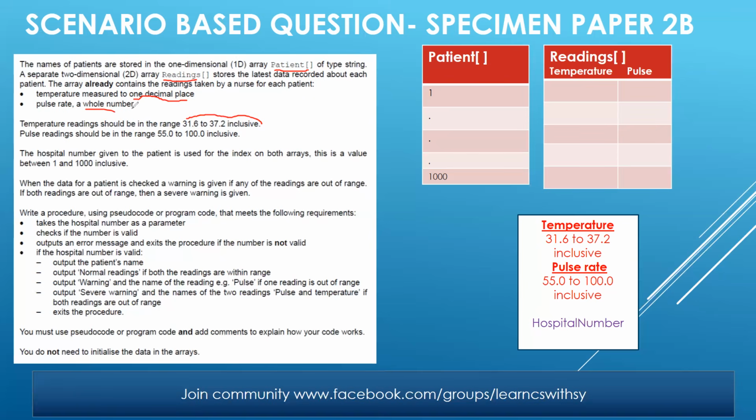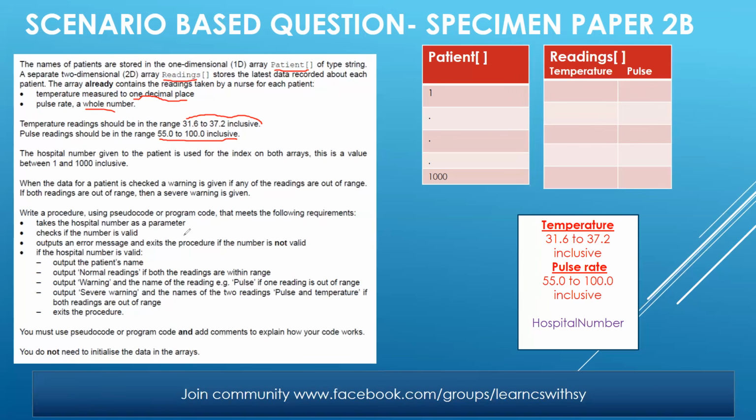As you can see, it was a whole number. That's why it is written. No decimal value is here. And you can see it's a whole value. It's a whole number. And again, the word inclusive. Be very, very attentive about this word, so that your answer is accurate. 55.0 to 100.0, inclusive. Any questions? Temperature readings are mentioned here, and pulse readings are also mentioned here. Now, may I move ahead?